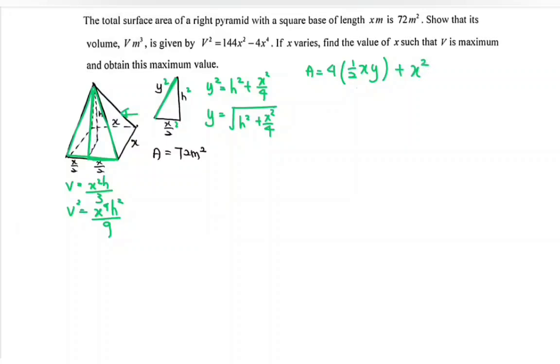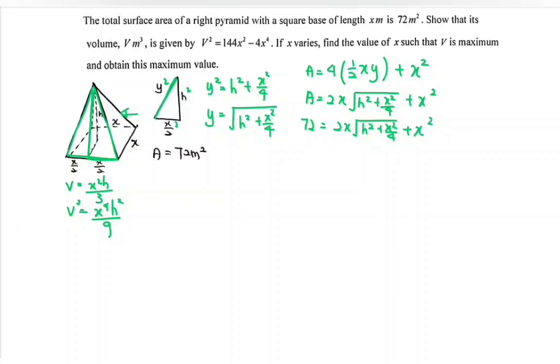So here we have the side for 4, and then we have the base. So a, where we have 2x. So x multiplied with the y, where we have the square root of h squared plus x squared over the 4, plus the x squared. So if we simplify, 72 equals 2x multiplied with the square root of h squared plus x squared over the 4, plus the x squared.